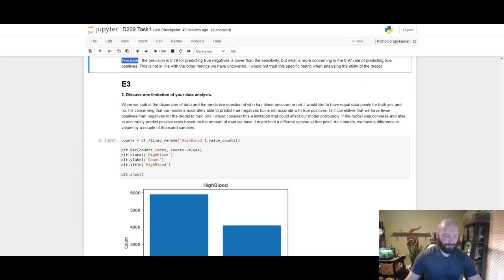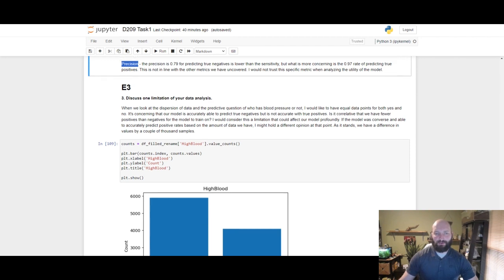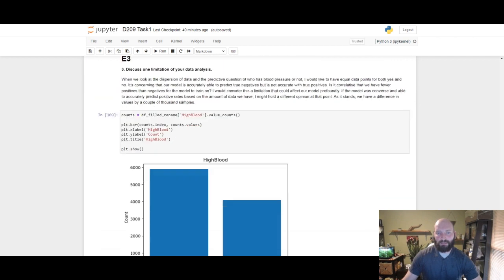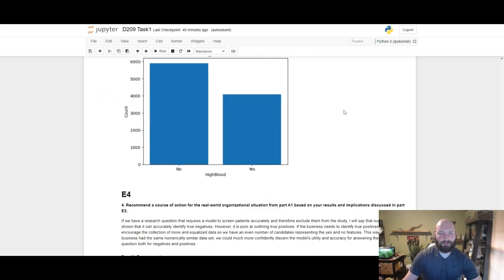Discuss one limitation to your data analysis. When we look at the dispersion of data and the predictive question of who has high blood pressure or not, I would like to have equal data points for both yes and no. I would like to have just as many people with high blood pressure and just as many people without. The reason that's important is because our model is really good at predicting true negatives, and we have an abundance of true negative data, and several thousand fewer true positives. So that could potentially be why the model is better at predicting no's versus yes.